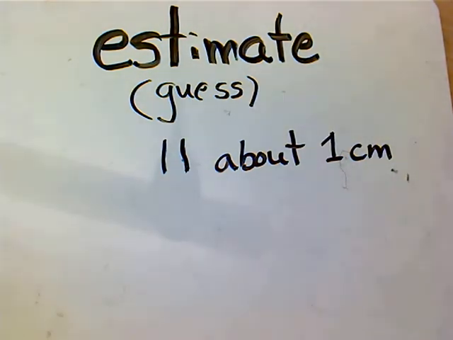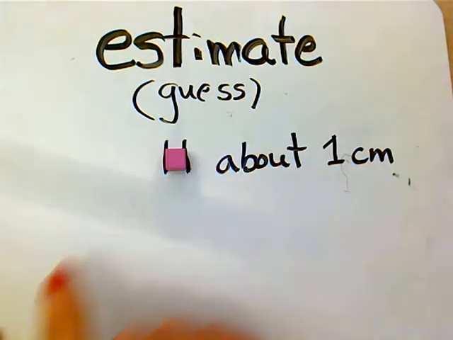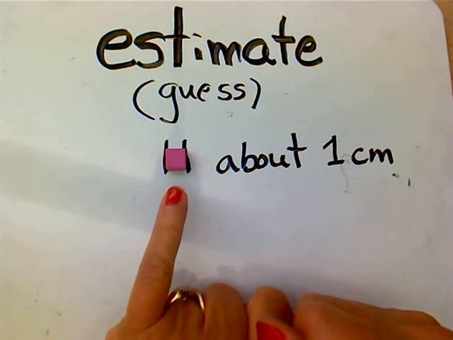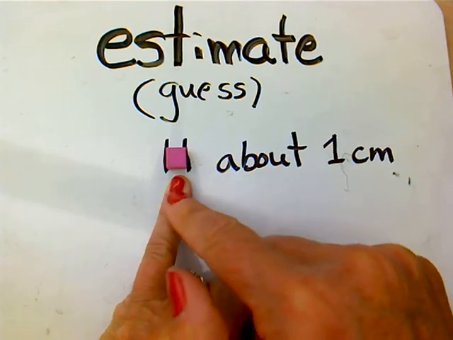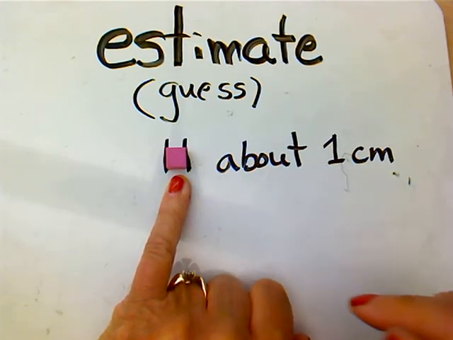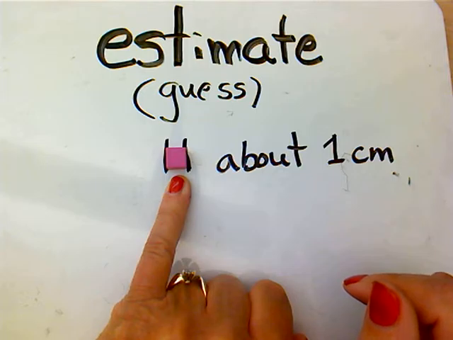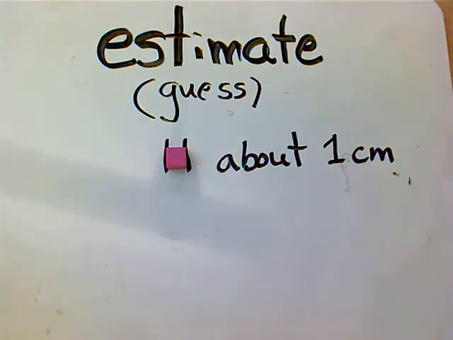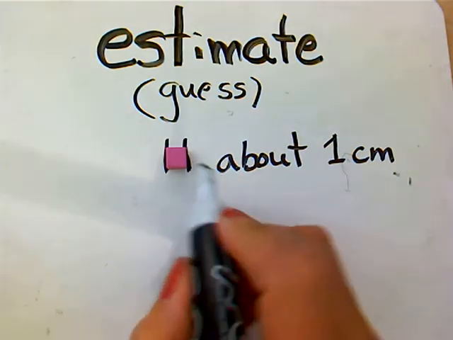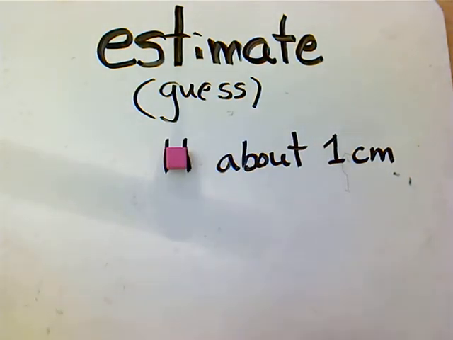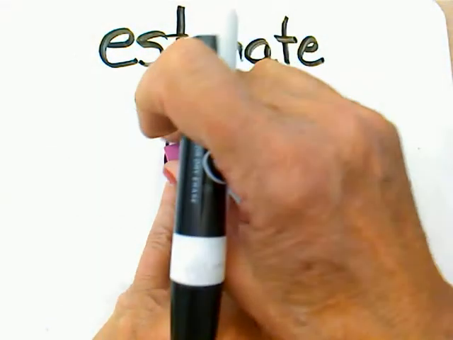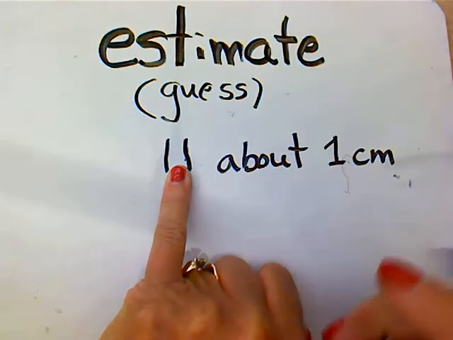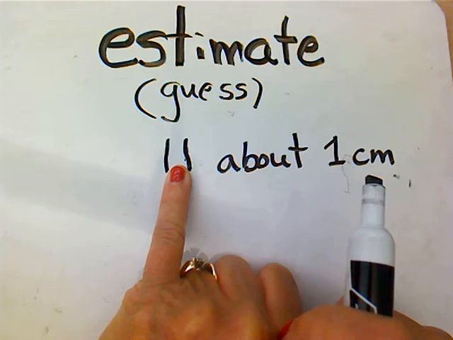Okay, I'm just going to check that. And you can too. If you have one of those little centimeter cubes, is that about 1 centimeter, my pinky finger? That's what I'm going to use as my estimate. It's not exact, but I can get a pretty good idea about how big something is by using some type of an object that's familiar to me, like my pinky finger. My pinky finger from side to side measures about 1 centimeter.